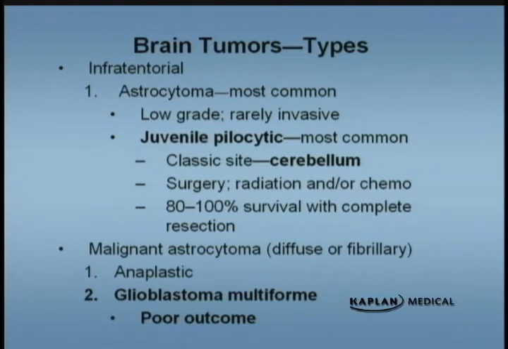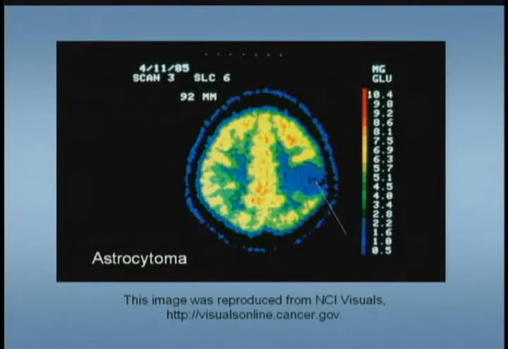The malignant astrocytoma, it can be diffuse, and under malignant astrocytoma, we have the glioblastoma multiforme, which has a poor outcome. Here, the arrow is pointing at that large blue area, and that's an astrocytoma.